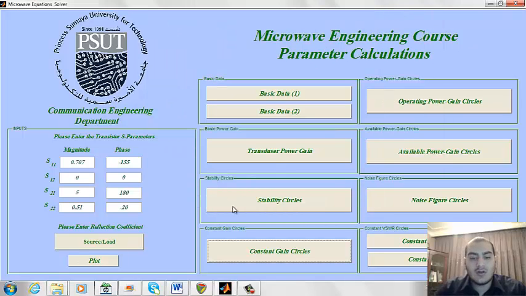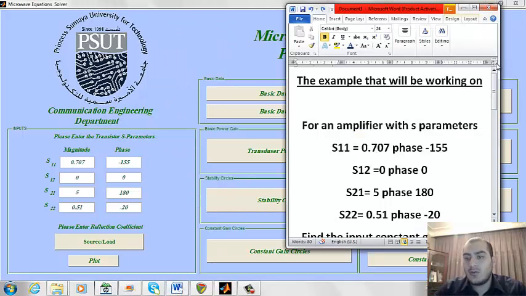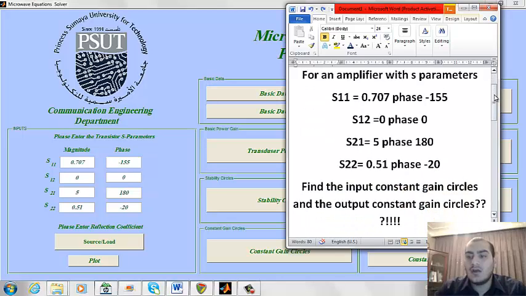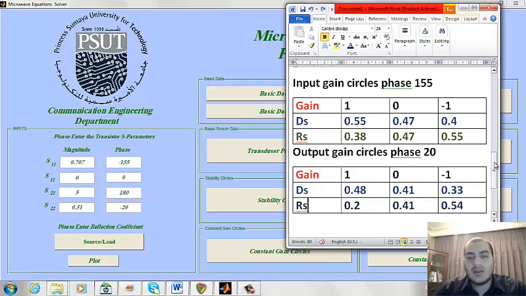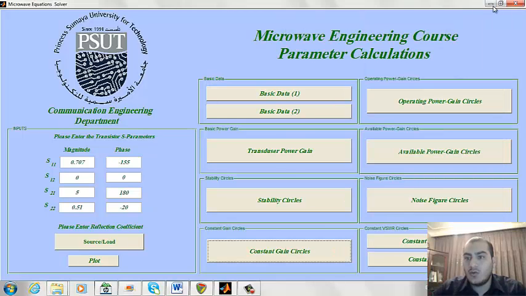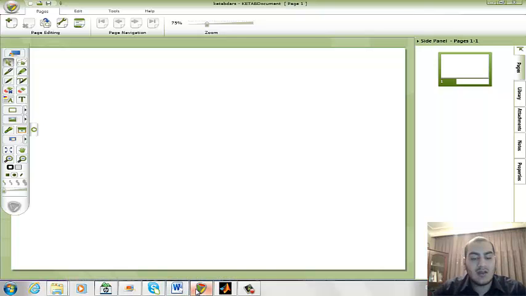Now it is more preferable to put these readings into a table like this table. As we said, for 1 we have a center of 0.55 from the origin and its radius is 0.38, and also the other gains we have their circles. Now we go to the Kitab software.